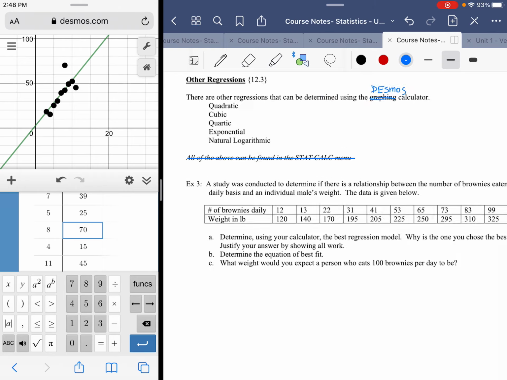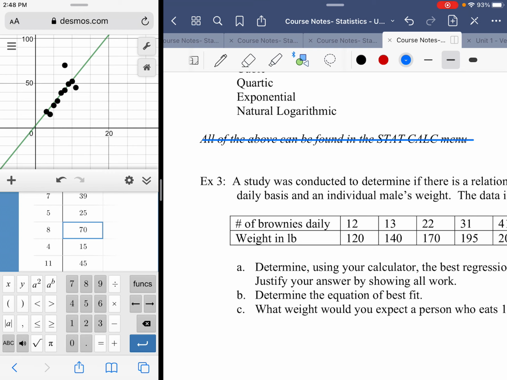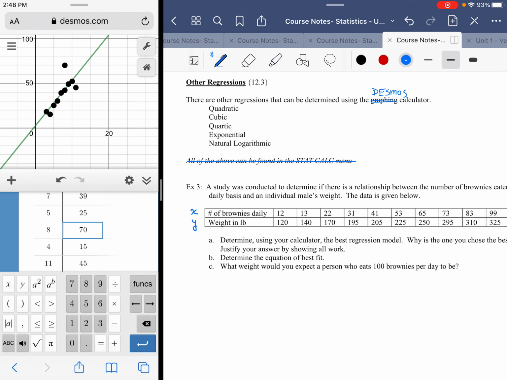From my viewpoint and my love of brownies, I would tend to think that it's the brownies that would cause the weight gain or loss, depending on how many you eat. All right, so the x values would be corresponding with the number of brownies eaten daily, and the y value would be corresponding with the weight in pounds.